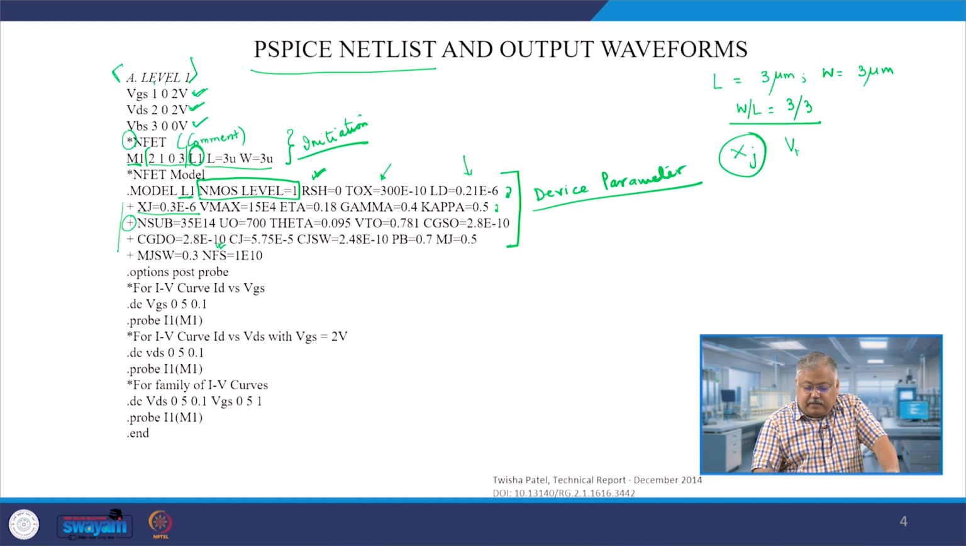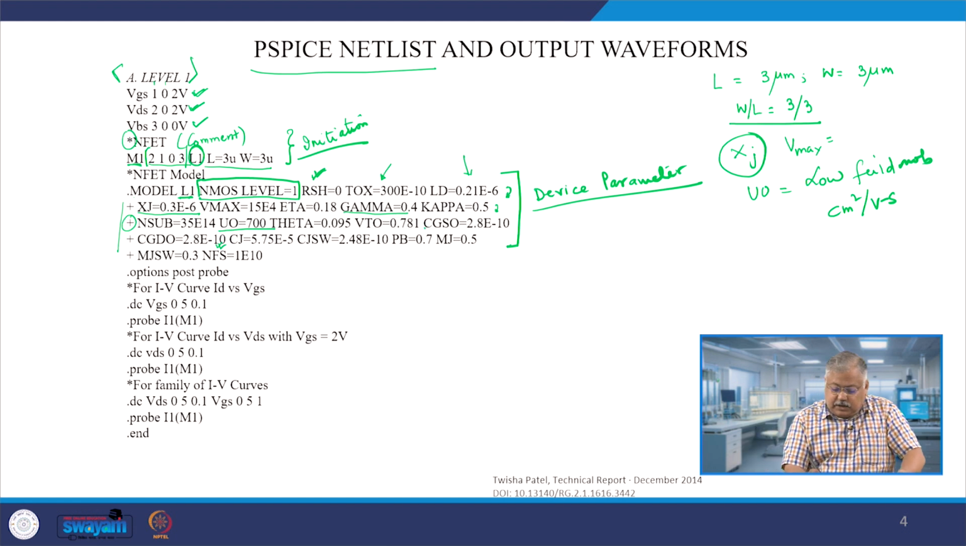Similarly, if you look at V max, it is the maximum velocity of the charge carriers which are flowing through the device. Similarly, if you look at gamma, it is the body coefficient which comes into the picture. So, there are many things. Similarly, if you look at U0, U0 is basically the low field mobility, and it is always of the order of centimeter square per volt second. Till this much you do have DC characteristics.